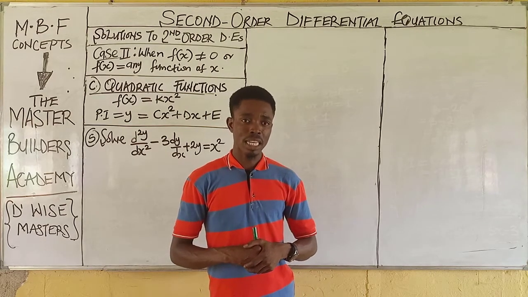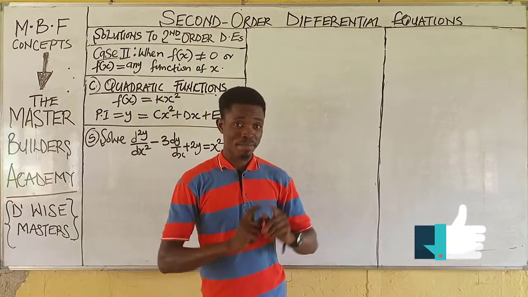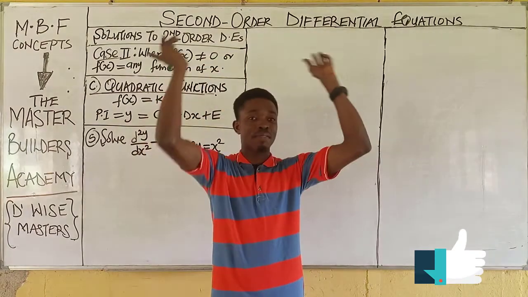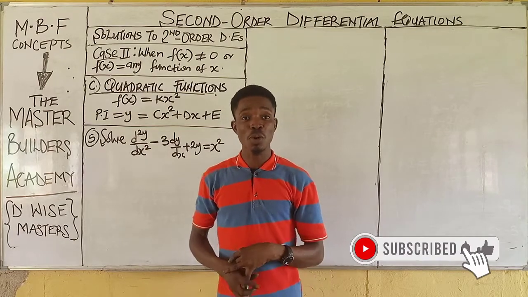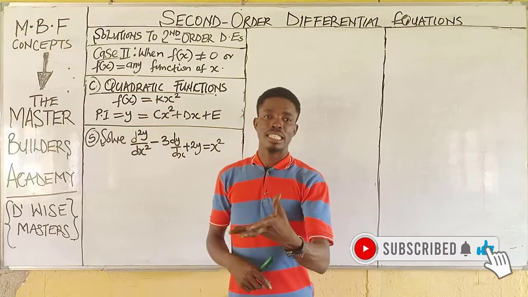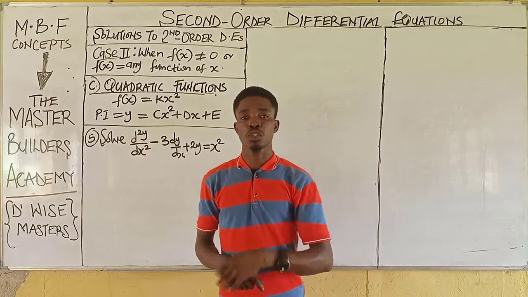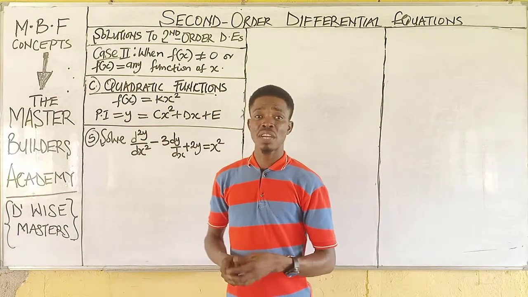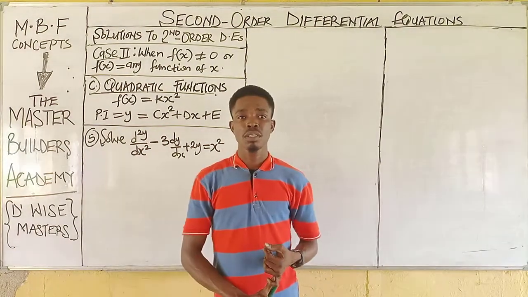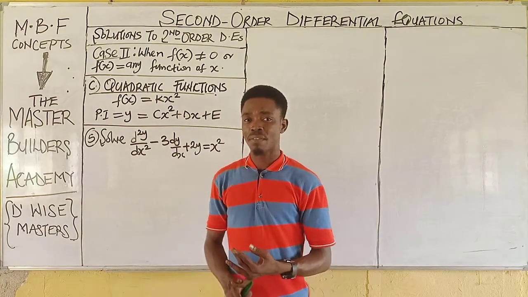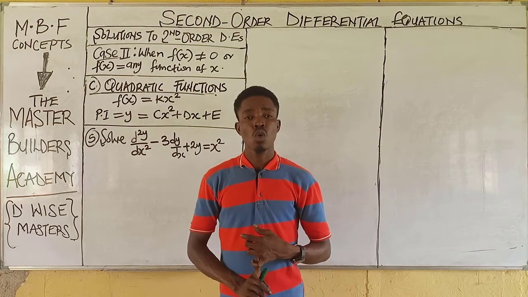Now guys, let's get to the business of the day. We have been looking at second order differential equations, just as we have it on the board. We have looked at case 1 where f of x is equal to 0. We are equally looking at case 2 where f of x is not equal to 0 but any function of x. In this case, we have looked at a constant function and also a linear function. But in this lesson, we are going to be looking at a case where we have a quadratic function.